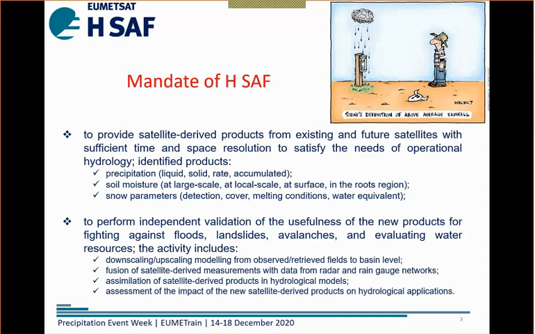It is a mandate of HSAF also to have an independent validation cluster. So the products are validated, and the usefulness of these products is validated, so we have all the performance in fighting floods, landslides, avalanches, and also in evaluating water resources.